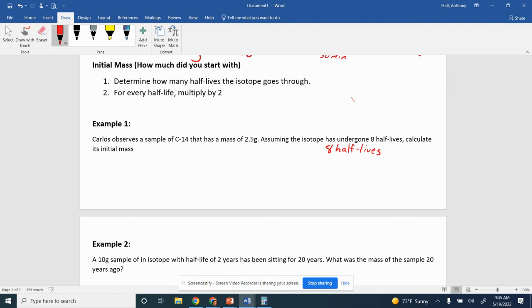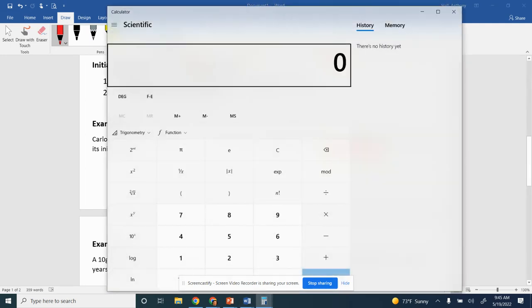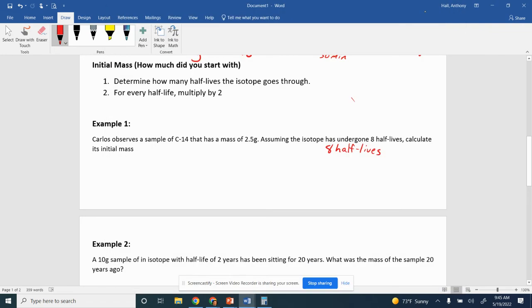So for every half-life, multiply by 2. We're going to start with our mass, 2.5 grams, and multiply it by 2 eight times. So here's 1, 2, 3, 4, 5, 6, 7, and 8. So 640 grams is what we would have had initially. 640 grams, and again, specifically of carbon-14.